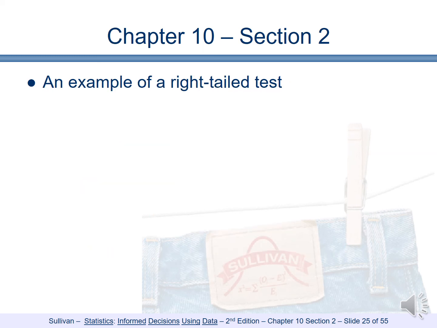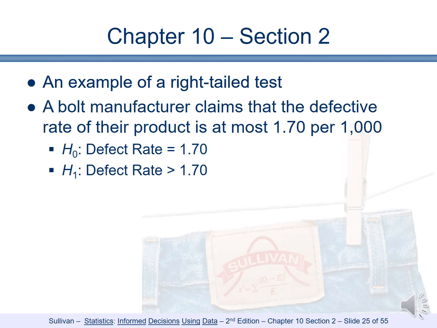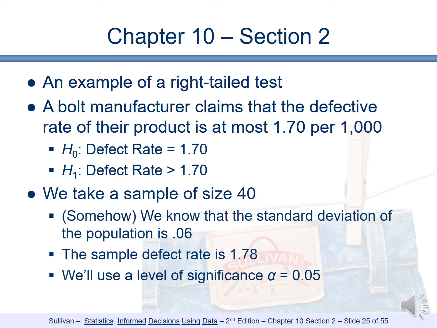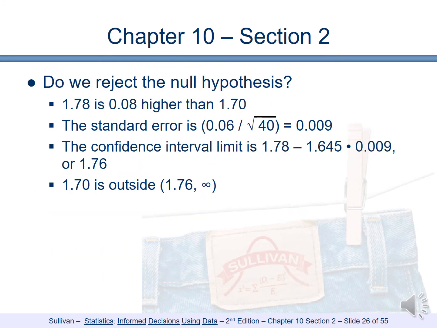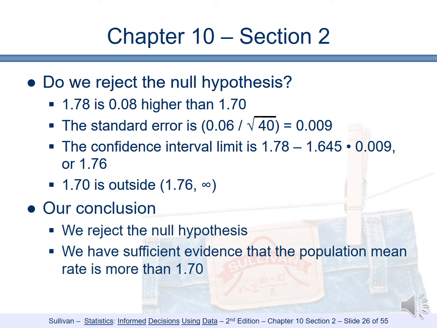Good job. All right, here's a right-tailed test. Bolt manufacturer, defective rate, same information as before. We calculate the confidence interval, but this time we only need the low side. We only need to know if it's going to be in here or not. And 1.7 is not inside our interval because our interval starts at 1.76. So we reject the null hypothesis. We have sufficient evidence that the population mean is actually more than 1.7. Again, this is a process. If it's inside the interval, we keep it. If it's outside the interval, we reject it.